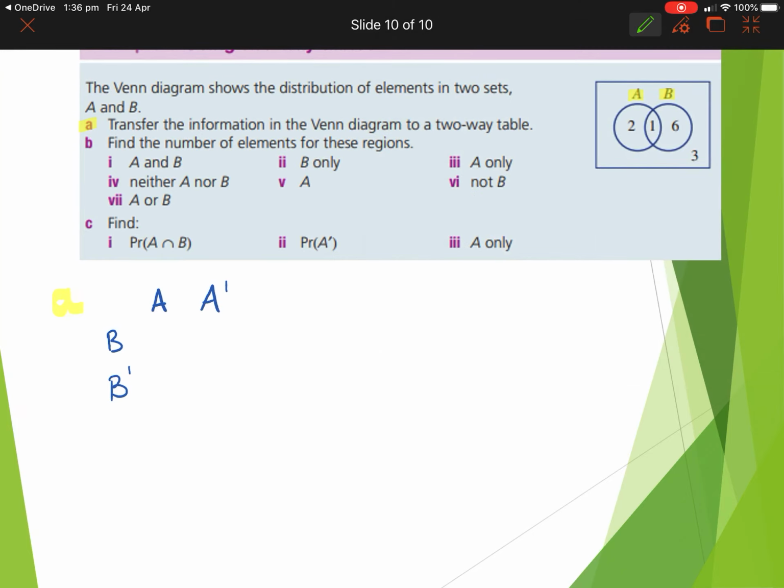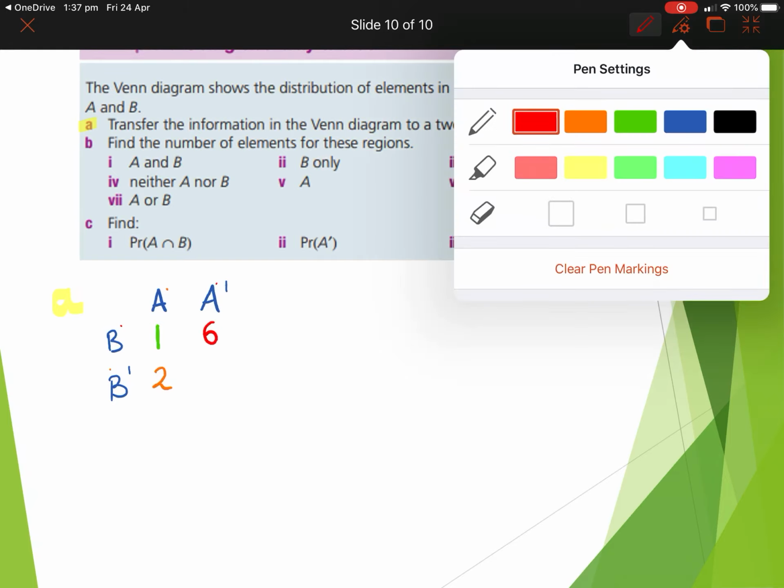Okay. First thing I might do is this one, the intersection. So 1 is in A and B, so 1 will go here. Then let's look here. This 2 represents A only, so not B. So I'm looking here at A and not B, so the 2 is going to go here. Okay. Then this 6 is in B only, not A. Okay, so B, not A. So the 6 will go there.